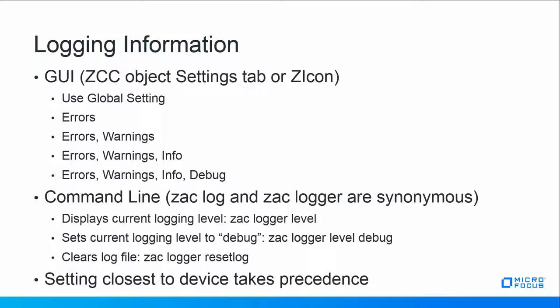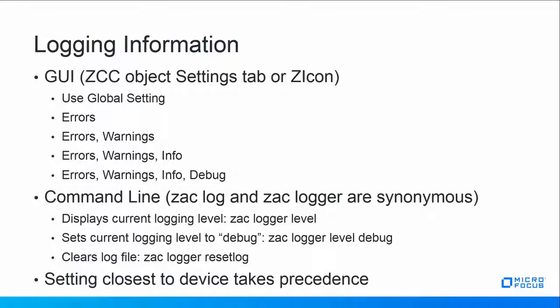To display the current logging level, the command would be ZAC logger level. To set the current logging level to, let's say, debug, it would be ZAC logger level debug. And then to reset the log file itself is ZAC logger reset log.